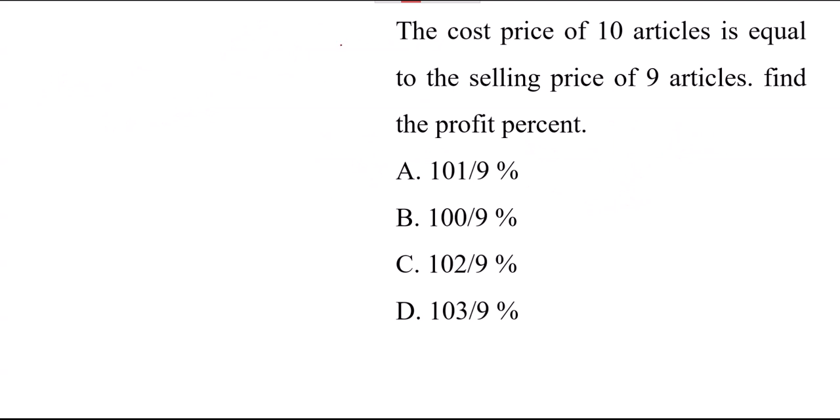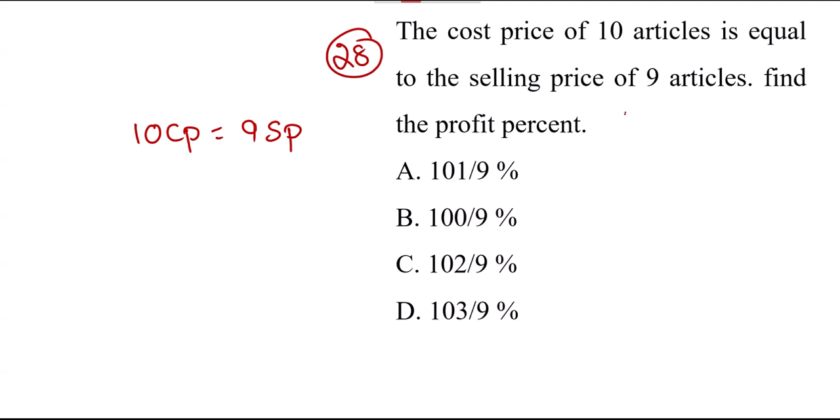Next one: cost price of 10 articles is equal to selling price of 9 articles. I recommend not to use any formulas. Directly see what the question says. 10 articles cost price is equal to 9 articles selling price. Many people will try to use different formulas, nothing needed. So go with the question: 10 articles amount is equal to 9 articles selling price.